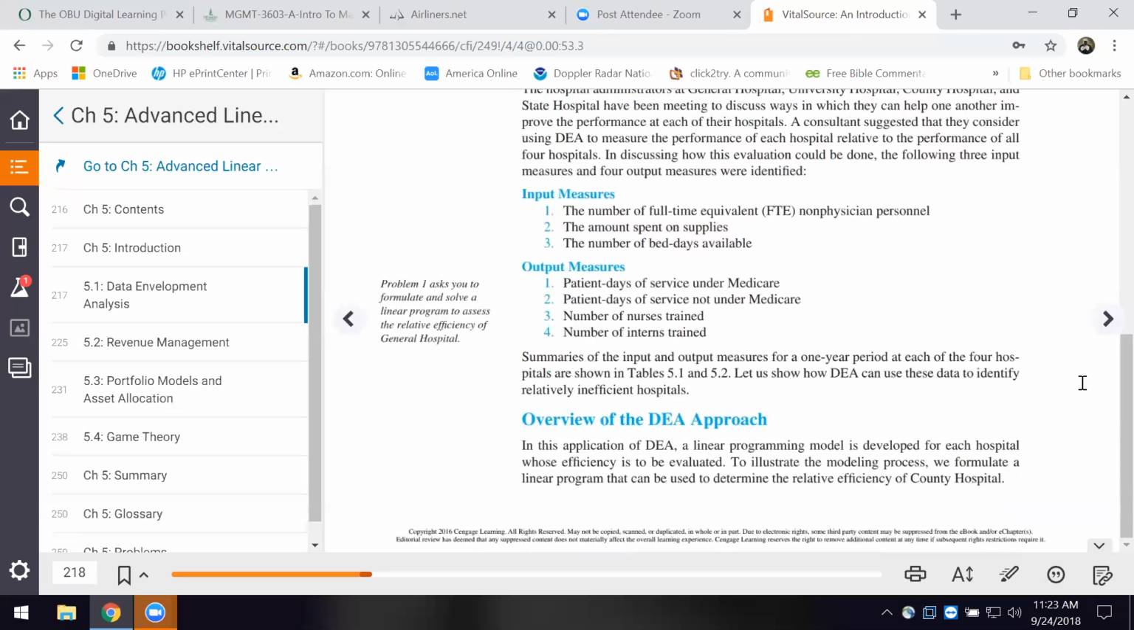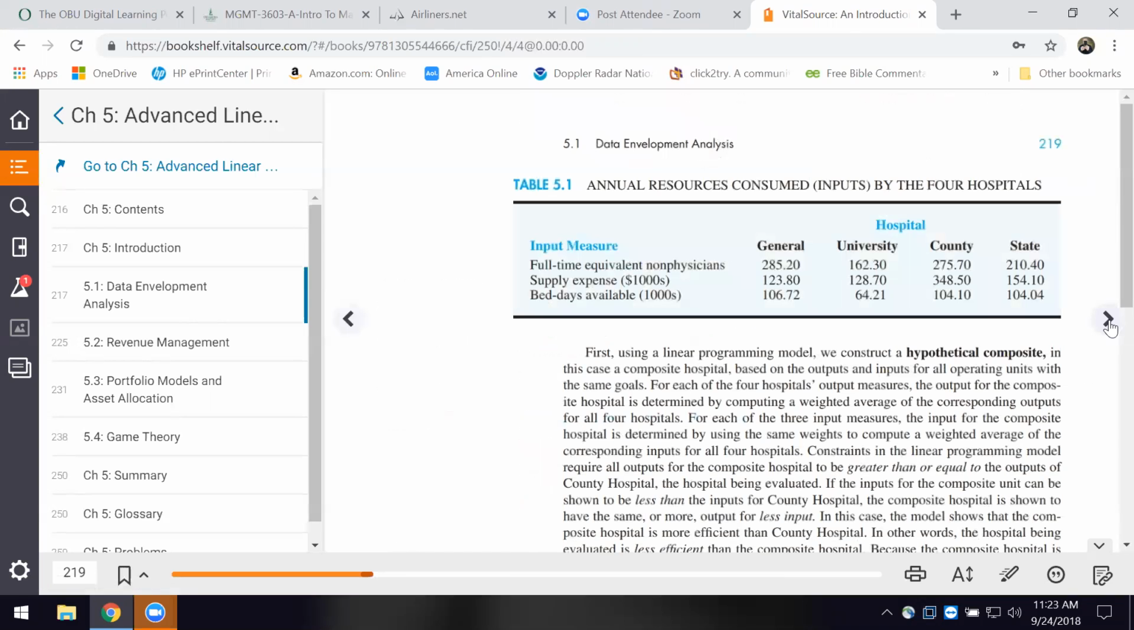But you see here in the overview of the approach, they talk about there on 218, the input measures, the output measures, and then you'll see some of the input measures. And note, here are the hospitals. You've got general, university, county, and state. And as they speak there, we build a model, a mathematical model. It's a hypothetical composite. All right, that's why I said don't let yourself succumb to being bedazzled by the mathematical model.